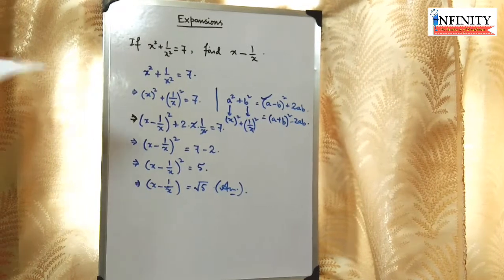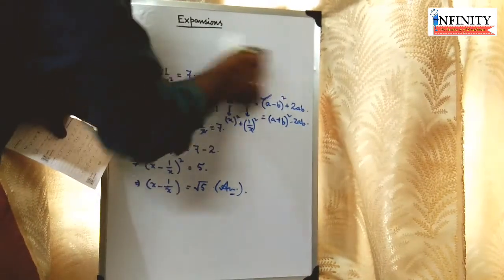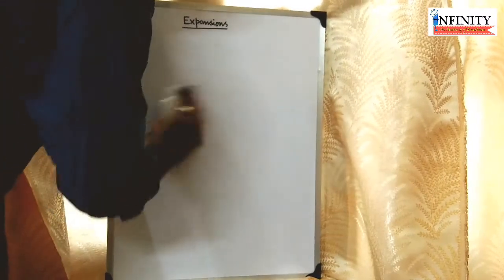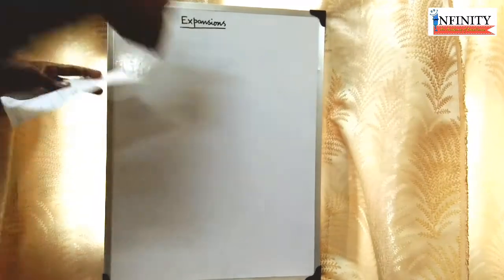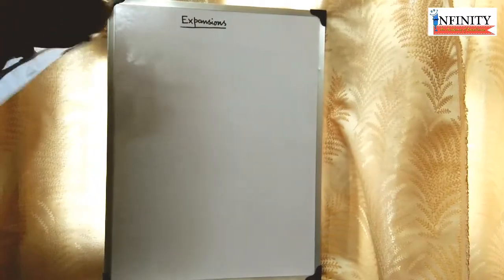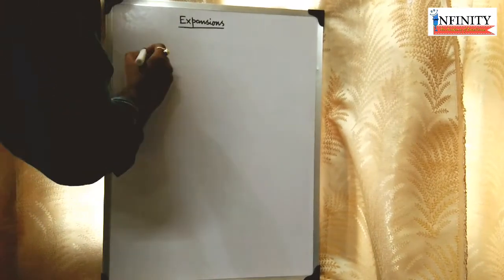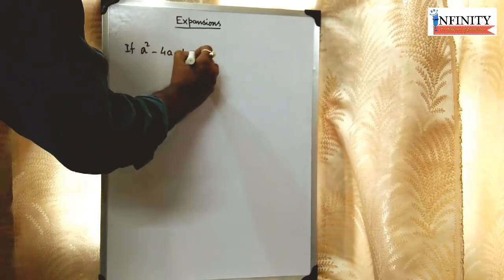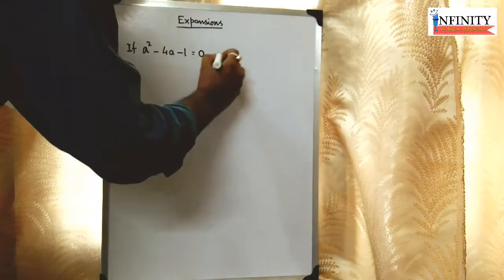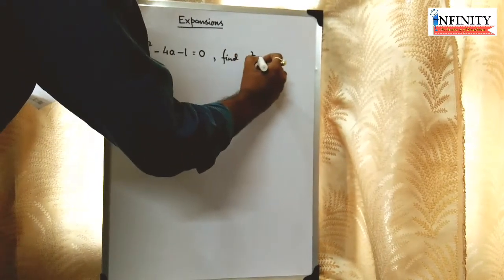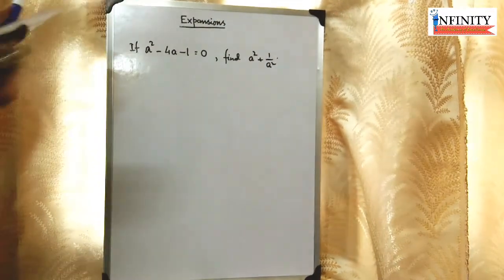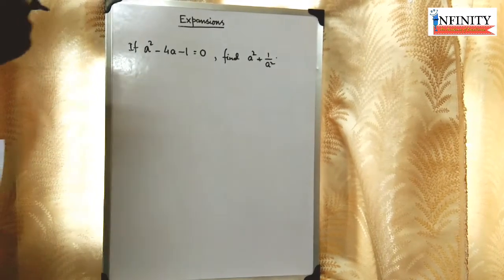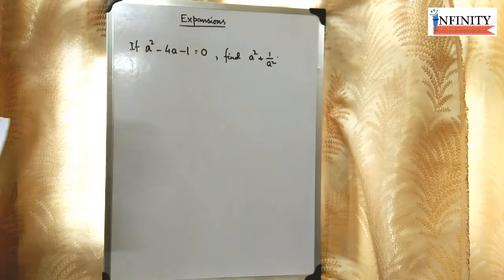Let us take another example. Another example or another application of this expansion of squares, right? Second example: if a square minus 4a minus 1 equals 0, then find the value of a square plus 1 by a square. It is a different type of problem, but we can use the same form of the expansion.